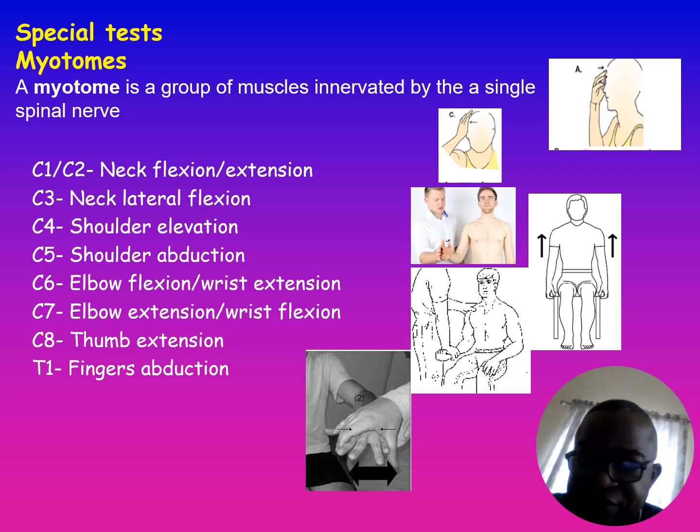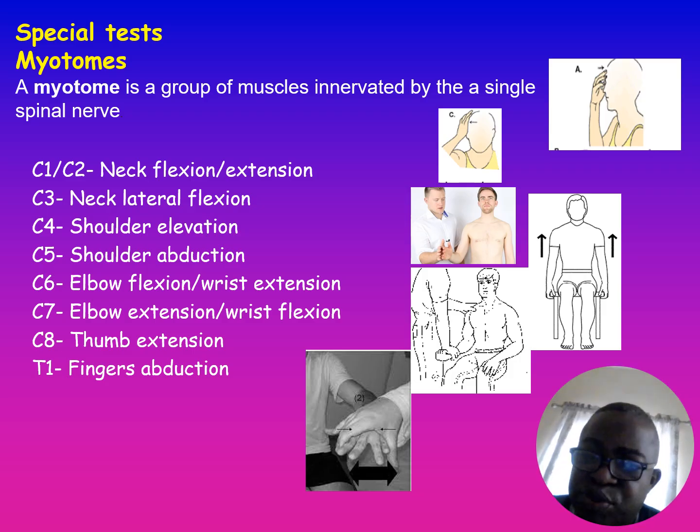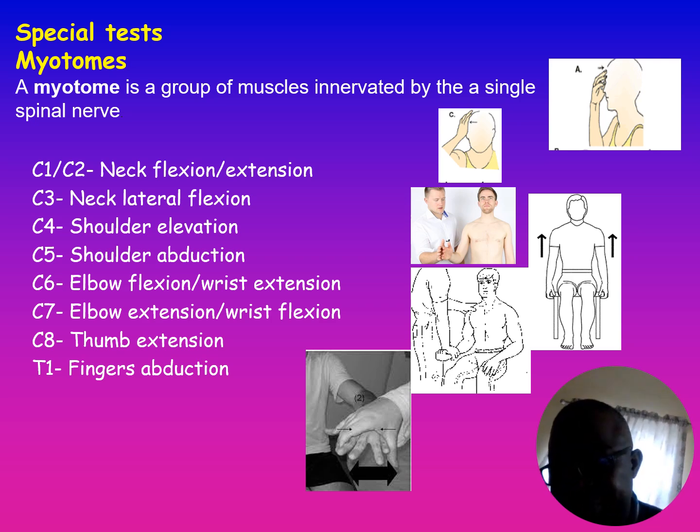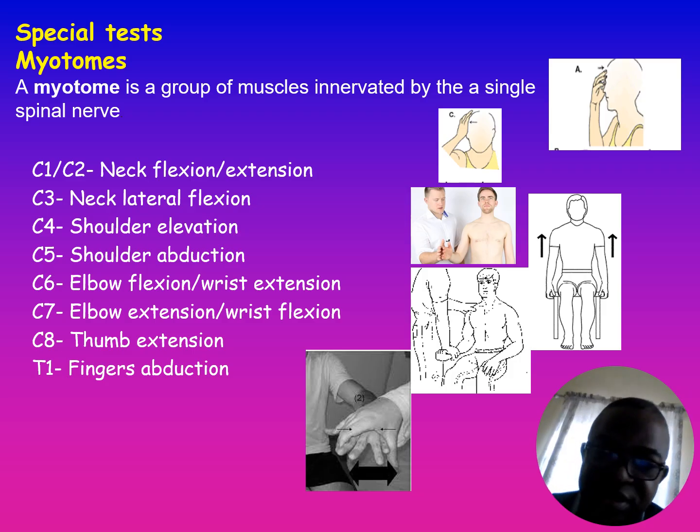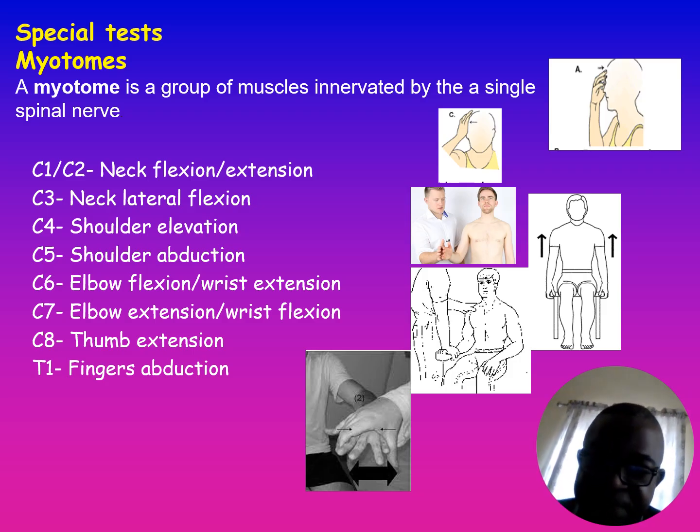Now, we have 7 cervical vertebrae, but we have 8 cervical spinal nerves. It could have been 7 cervical spinal nerves and 7 cervical vertebrae, as each spinal nerve exits through the intervertebral foramen, but the 7th cervical nerve splits into 2. One of it passes through the foramen and the other one passes under the 7th cervical vertebra, and it becomes the 8th cervical spinal nerve. So we have 7 cervical vertebrae and 8 cervical spinal nerves.